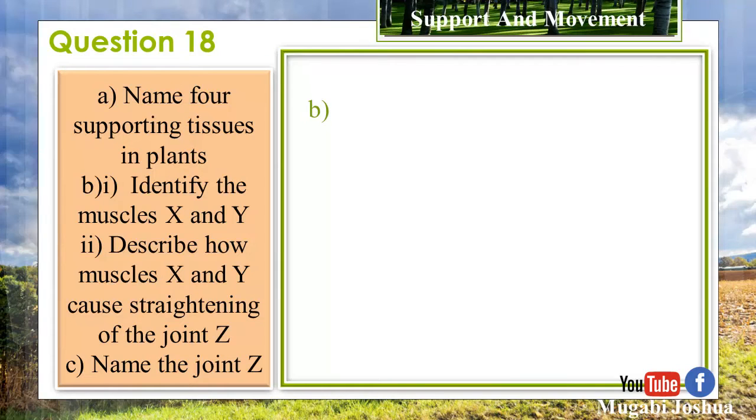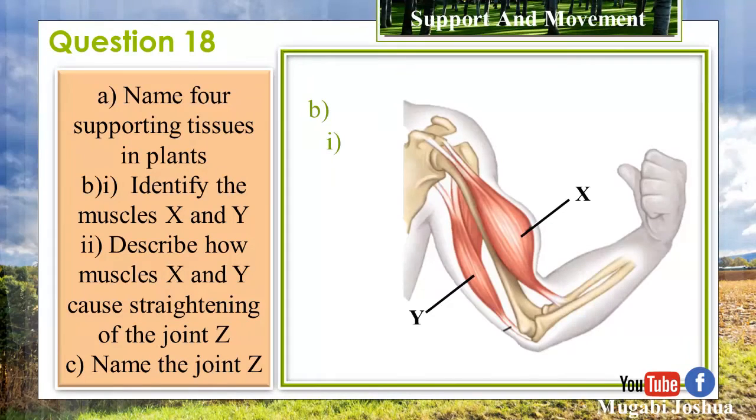Question 18, Part B, Roman number 1. It says, identify the muscles X and Y. The question requires us to identify the muscles X and Y. Muscle X is a biceps and muscle Y is a triceps. Those are the two muscles. X, the biceps, Y, the triceps.